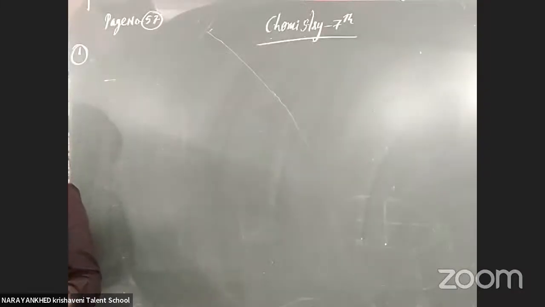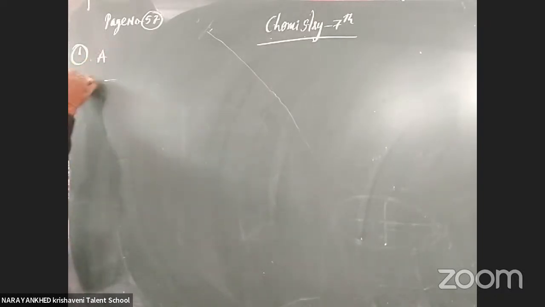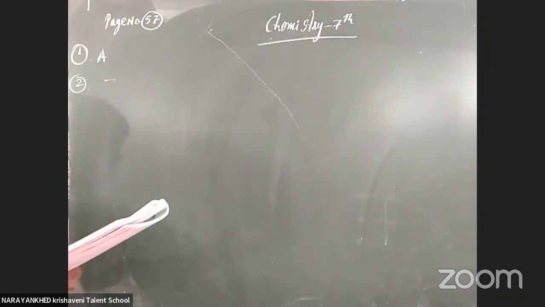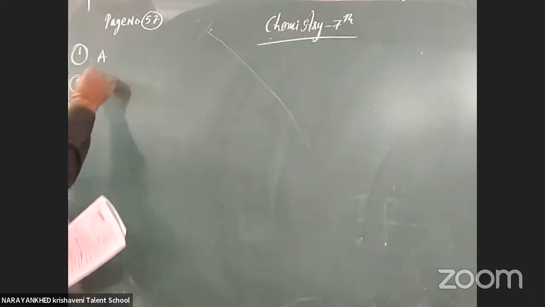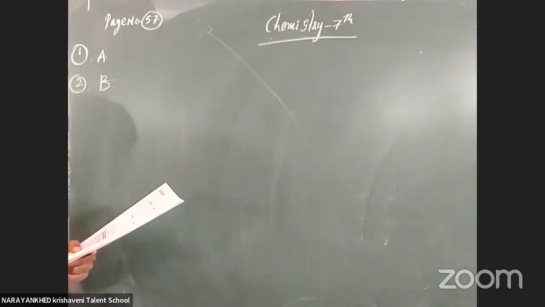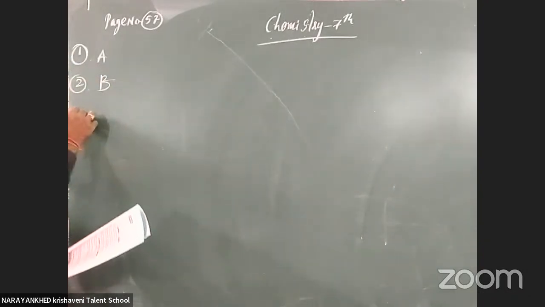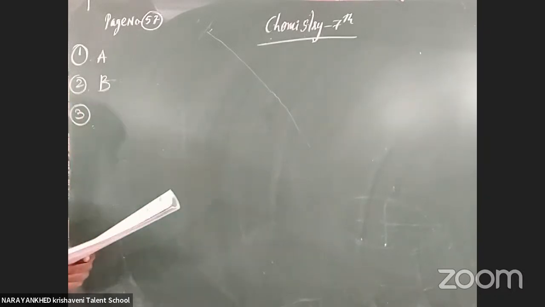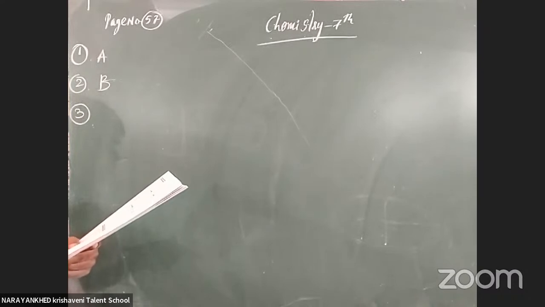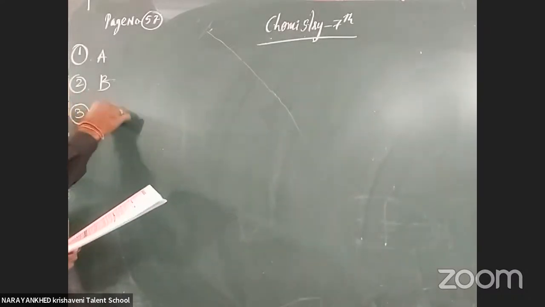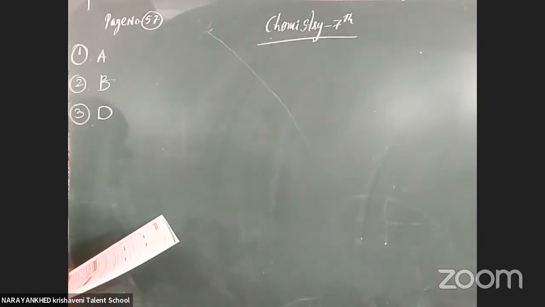The proposal was in 1900. Now answer A. The second one, Planck's theory was given by Max Planck. And here, third question: who discovered and first used the constant h? It is Planck. Okay, clear or not, students? There is Planck's constant.